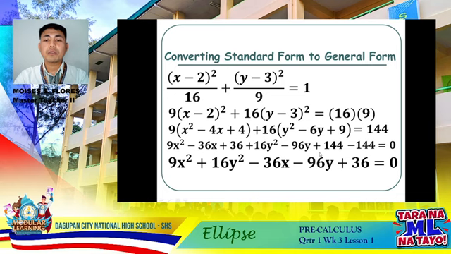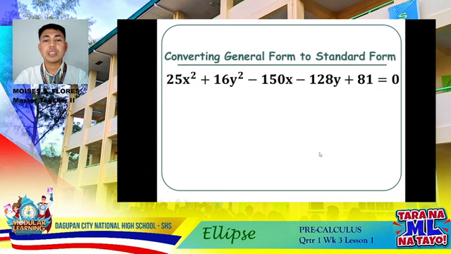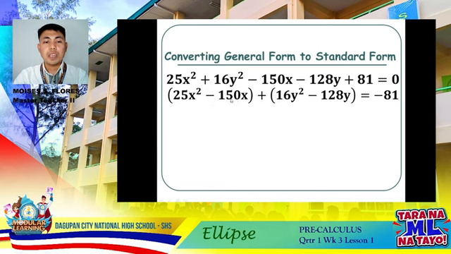Now, we're going to convert general form to standard form with this example: 25x squared plus 16y squared minus 150x minus 128y plus 81 equals 0. So how do we do it? Converting from general form to standard form, the first step is to group like terms. Meaning, with respect to x, we group them. So 25x squared and minus 150x. The same is true with y. We group also 16y squared and negative 128y. And, of course, our constant is to be written on the other side. That's the very first step.